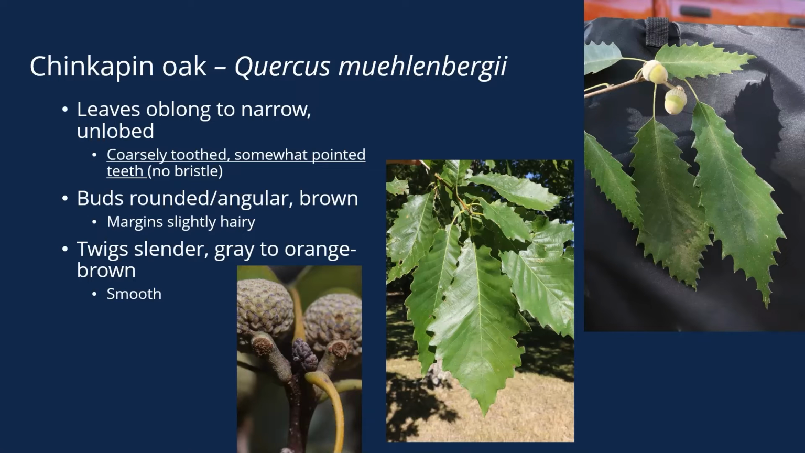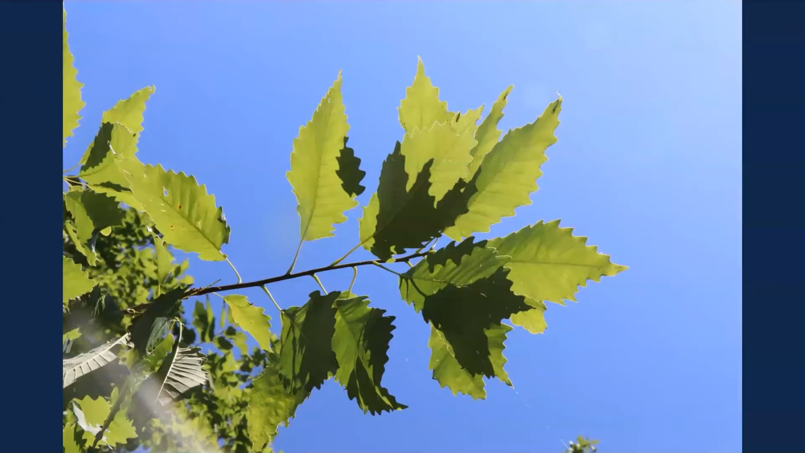The buds are rounded, angular, brown to almost dark brown in color with maybe some slightly hairy margins. Twigs are slender, gray to orange in color and smooth, but really the leaves are what we're talking about here. These unlobed toothed leaves, and you'll see as we go through, there's several of them that fall into that same category that can sometimes be hard to distinguish without other characteristics. So just another look at them here, just a classic chinkapin oak leaf.